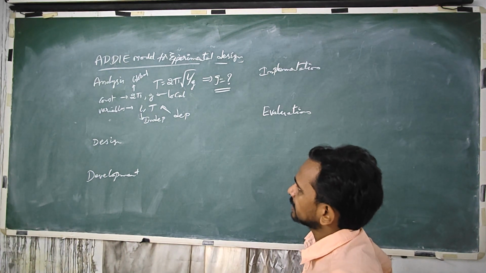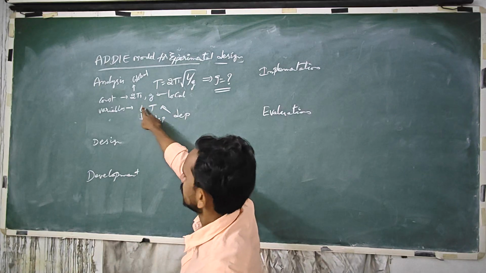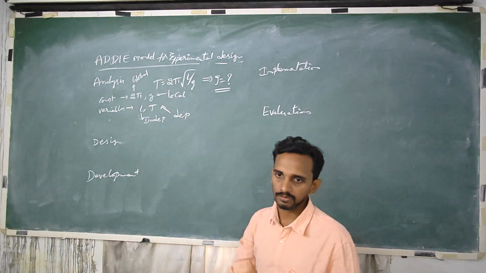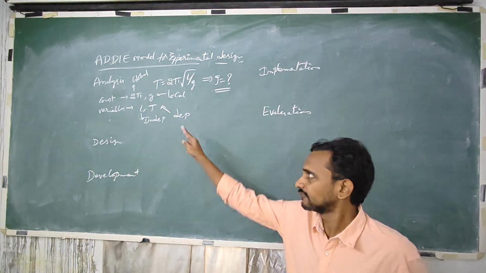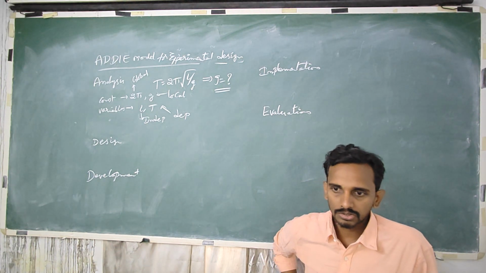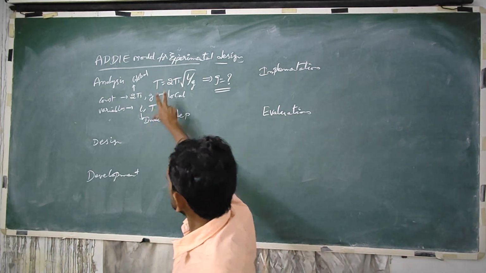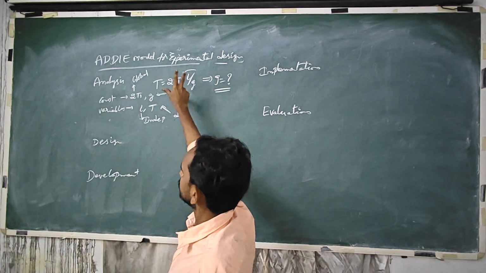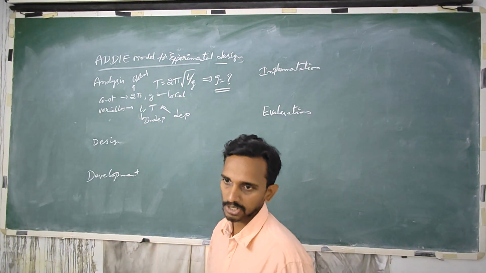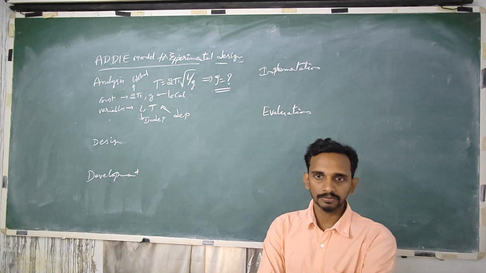So when you design an experiment, the independent variable will be under user control and the dependent variable will be varying depending on that one. So this is the basic analysis. We have identified the variables and constants. We have identified what is under user control and what is changing depending on that one.